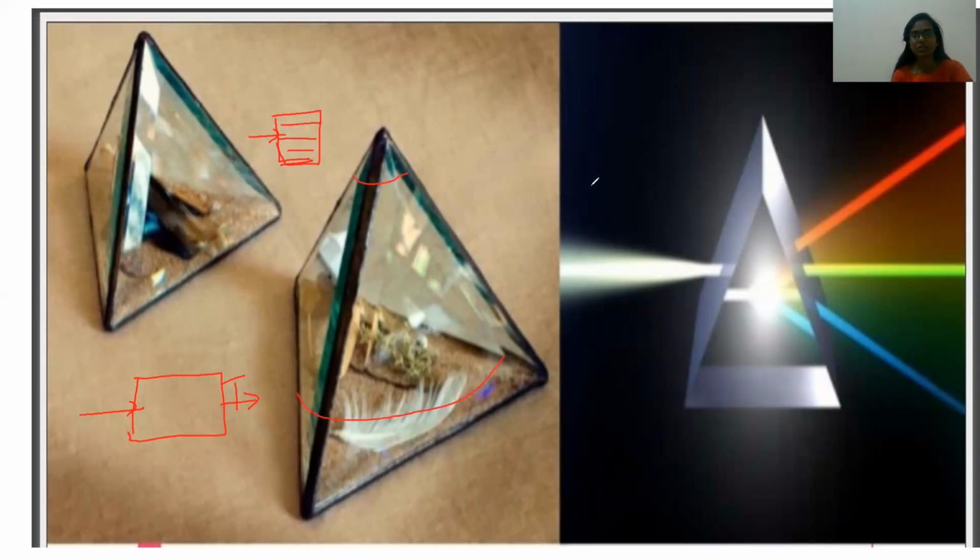Clear, children? See in the figure, when you pass white light, you are going to get different colors. So why are you going to get all these different colors? What is the reason? All these things we are going to understand through this video. Okay, keep watching.